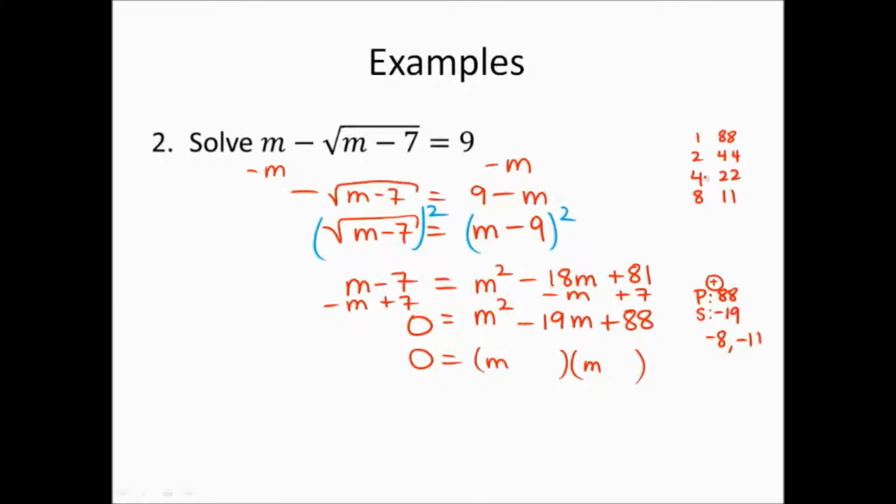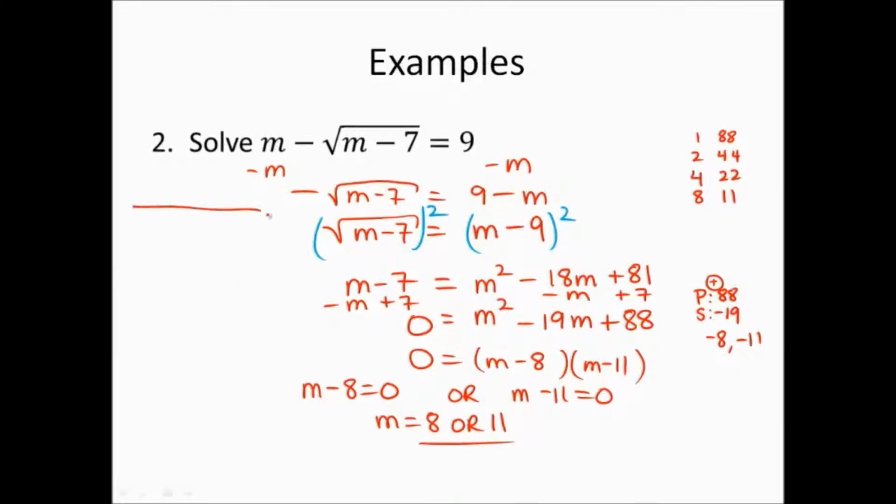So remember, sometimes you need to just keep trying. Don't stop. You've got negative 8, negative 11. Those multiply and those add up correctly. Now we consider each bracket equal to 0 to give our potential results, leaving us with m equaling either 8 or 11. Now we need to check both of those possibilities.